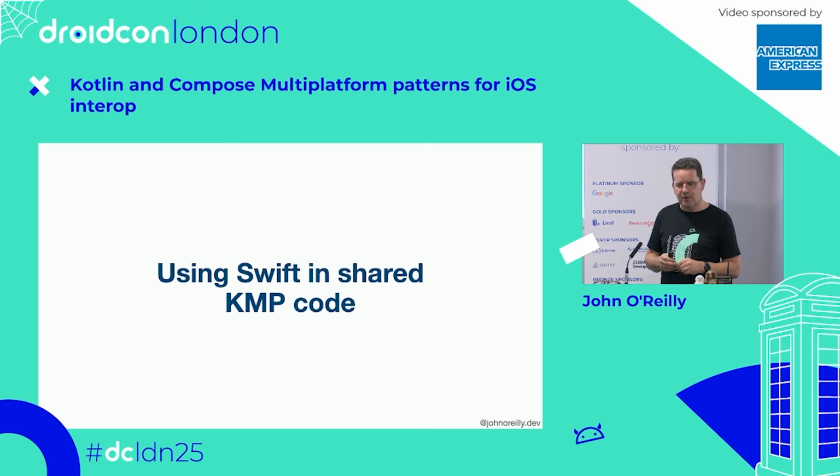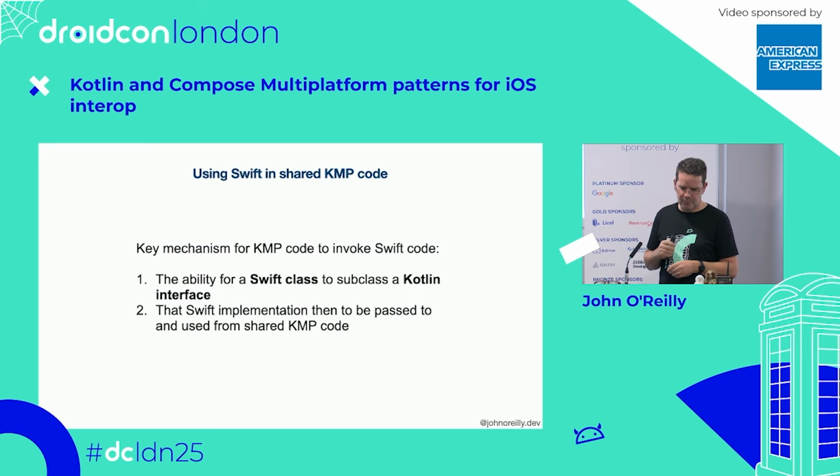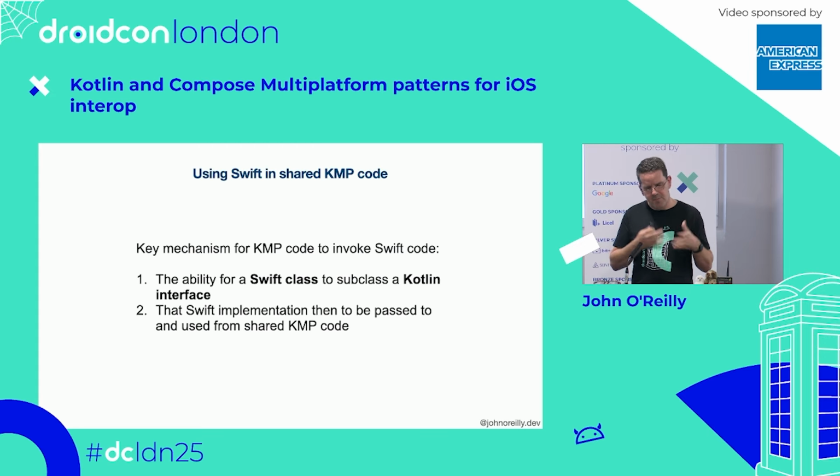Next up, we're going to outline some patterns for using Swift in shared Kotlin code. The key enabler for this is the ability for a Swift class to subclass a Kotlin interface, and that implementation then to be passed to and used from shared KMP code. And this approach is the basis for most of the interop scenarios we'll be describing in this section.